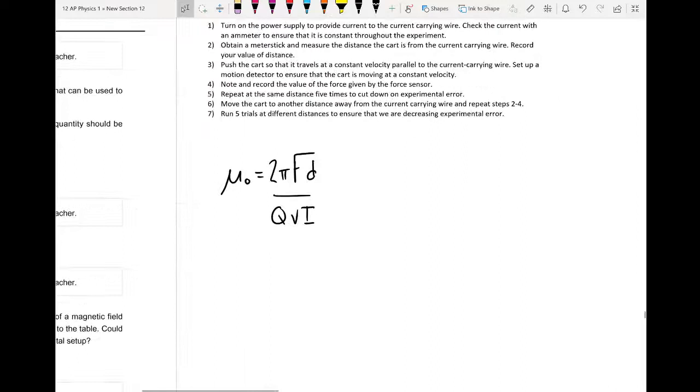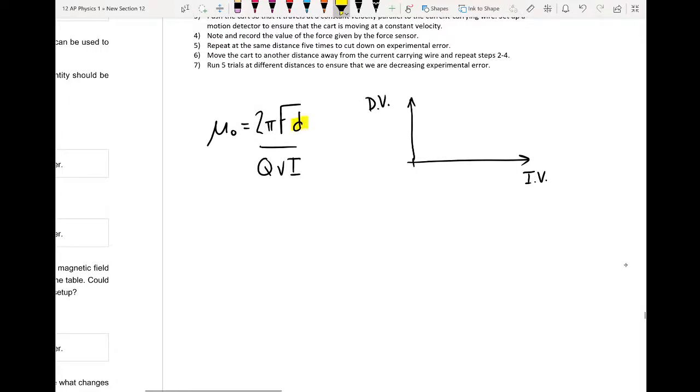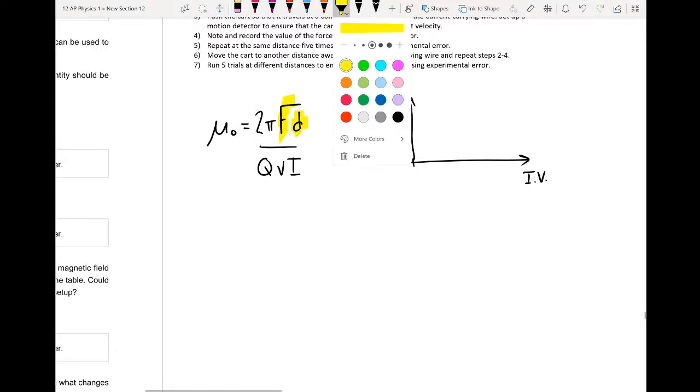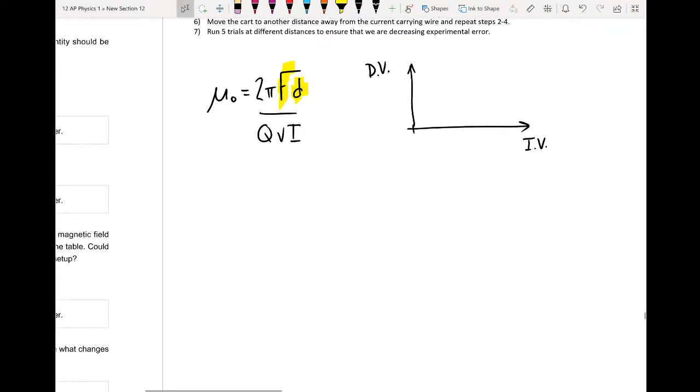We want to know what's on the horizontal axis and what's on the vertical axis. When we run an experiment, usually we put our independent variable on the horizontal axis, and our dependent variable on the vertical axis. So let's do that. We said D is our independent variable, and F is our dependent variable. Let's set that up, so we'll move a few things around.